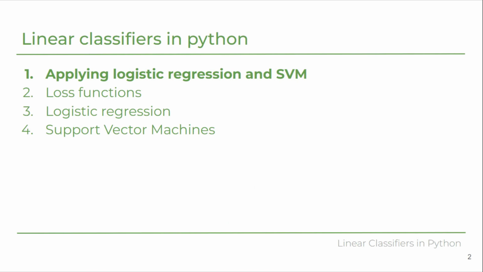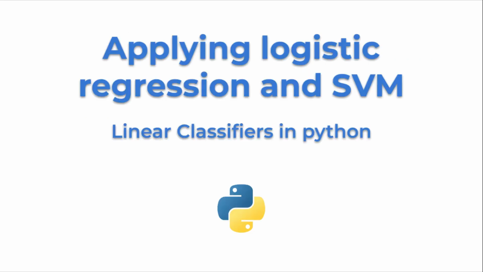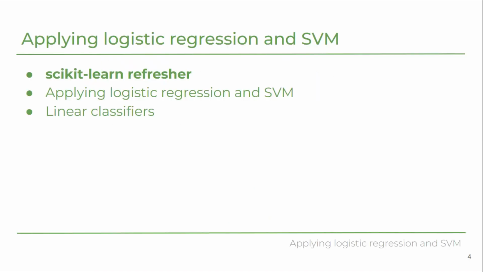This course consists of 4 chapters, which are applying logistic regression and SVM, loss functions, logistic regression and support vector machines. In this video, you will learn the basics of applying logistic regression and support vector machines, SVMs, to classification problems. You'll use the scikit-learn library to fit classification models to real data. Let's begin with a scikit-learn refresher.